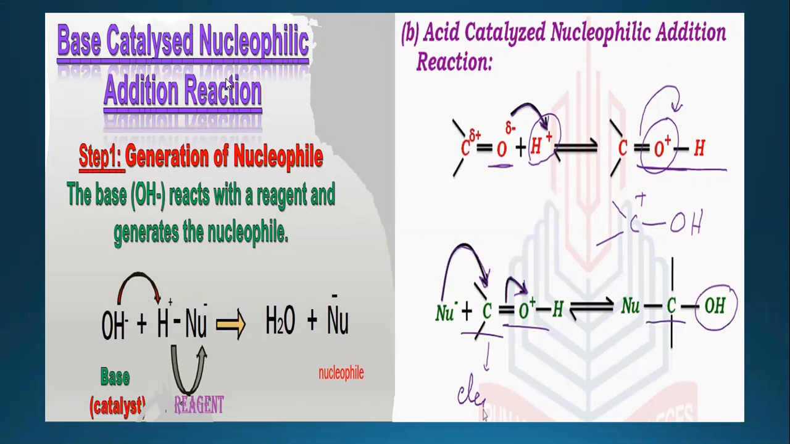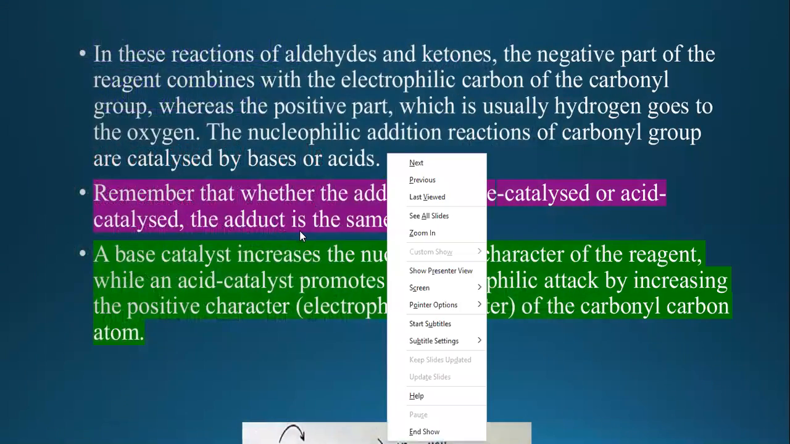But for base catalyzed addition reaction, you have seen that the nucleophilic character, meaning the negative charge of this nucleophile, will increase. So we can say that the nucleophilic character of the nucleophile will increase. But in case of acid catalyzed addition reaction, it is the electrophilic character of this carbonyl carbon, not a reagent, but the electrophilic nature of the carbonyl carbon that will increase.